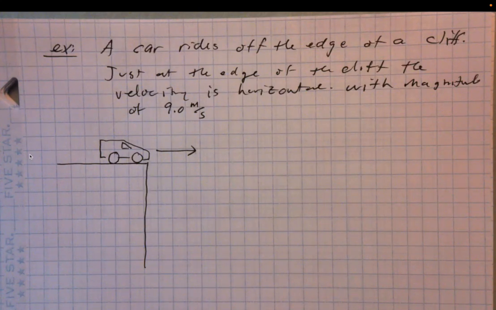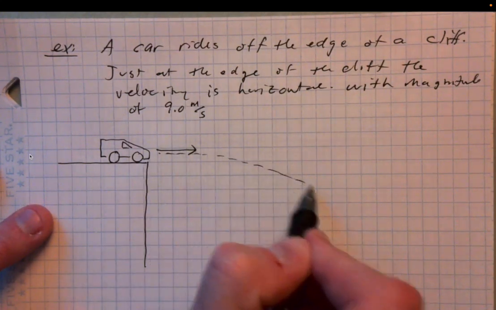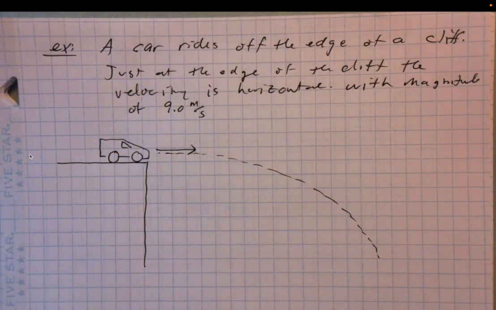Okay, so we know what's going to happen. The car is obviously going to follow a path that looks a bit like this, isn't it? It's going down, but it's going to shoot off the edge of the cliff for some distance. Eventually, though, the car will be falling entirely down.